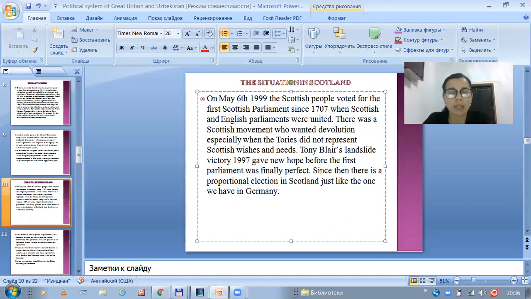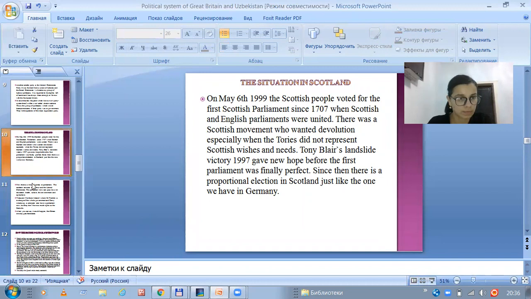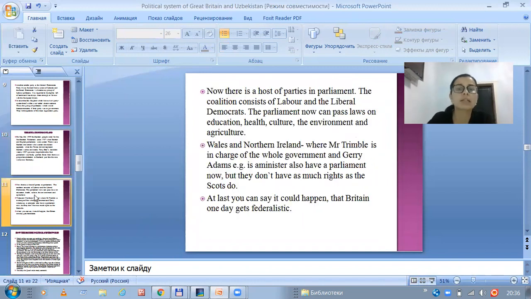Tony Blair's landslide victory in 1997 gave new hope before the first parliament was finally established. Since then, there is a proportional election in Scotland, just like the one we have in Germany. Now, there is a host of parties in parliament. The coalition consists of Labour and the Liberal Democrats.